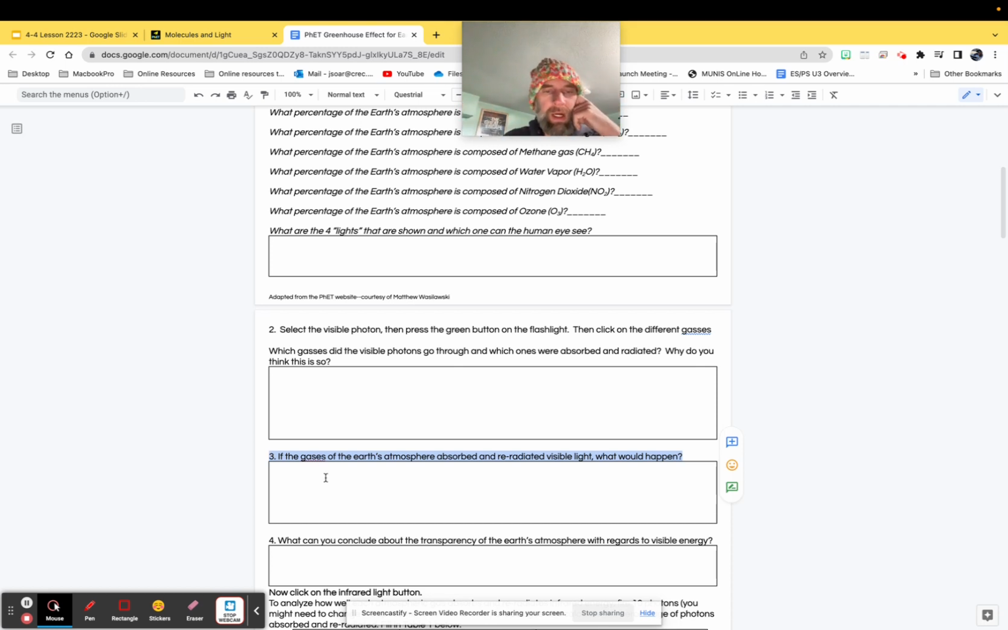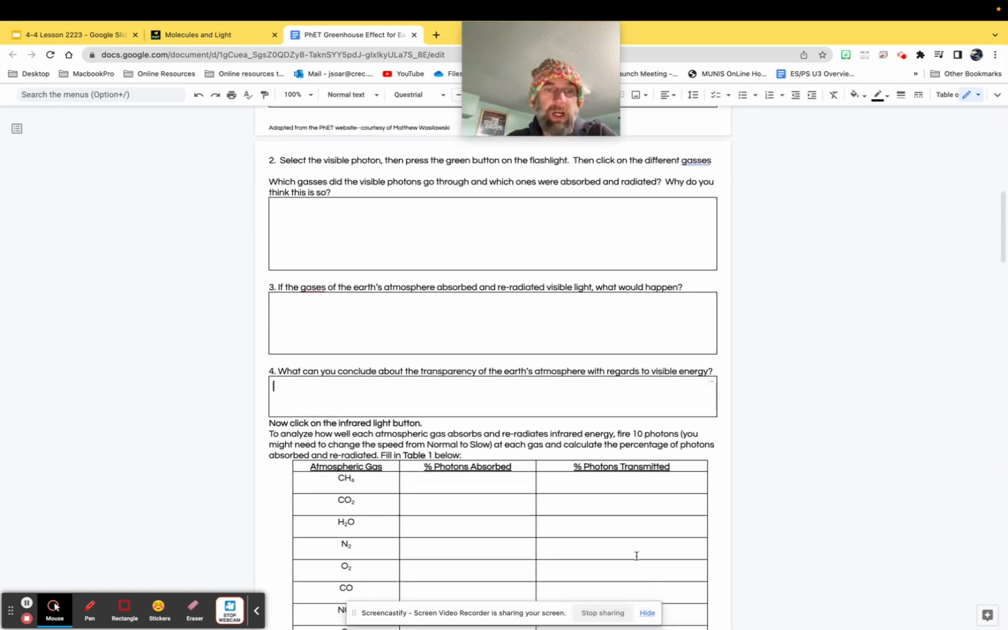What can you conclude about the transparency of the Earth's atmosphere with regards to visible energy? It just lets it come on through. That's basically what it does. All right, now down here.